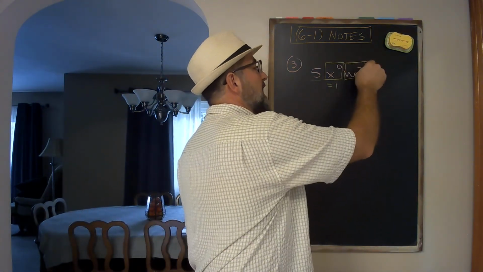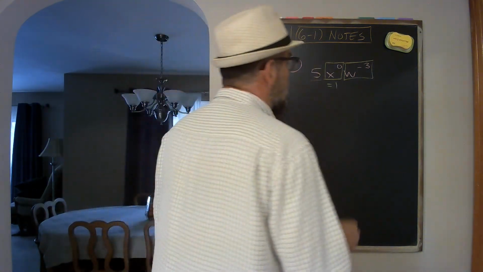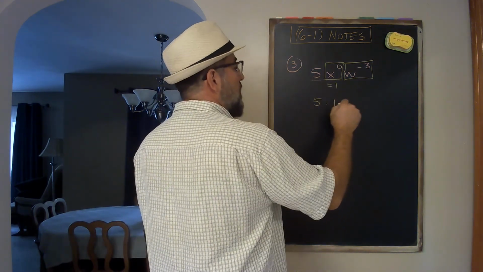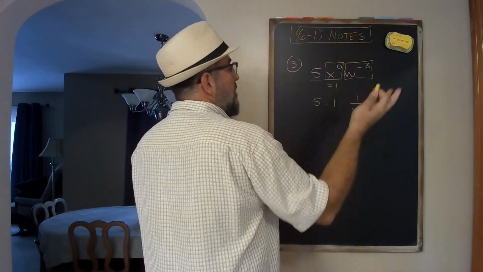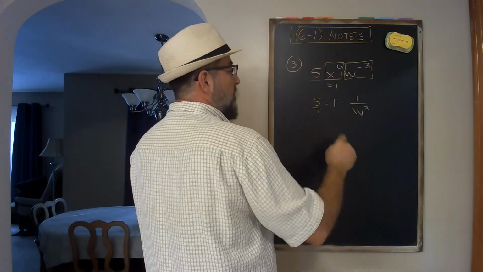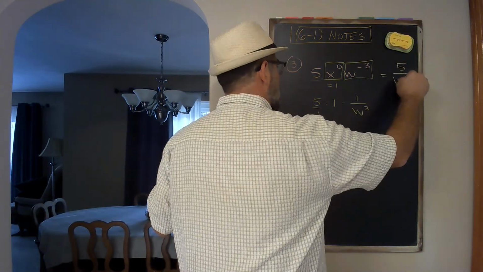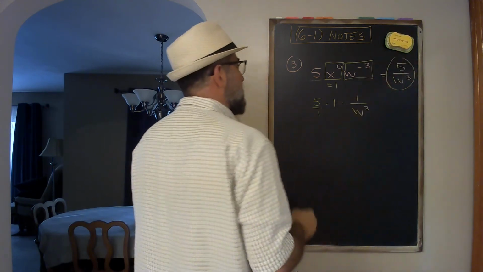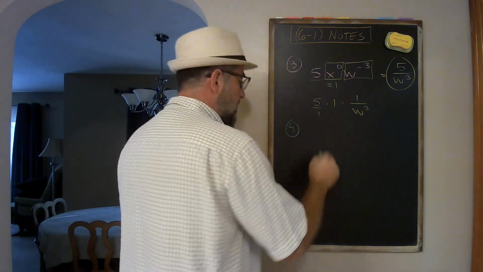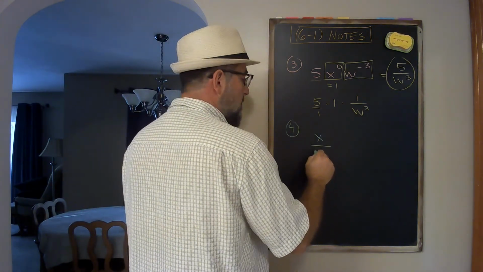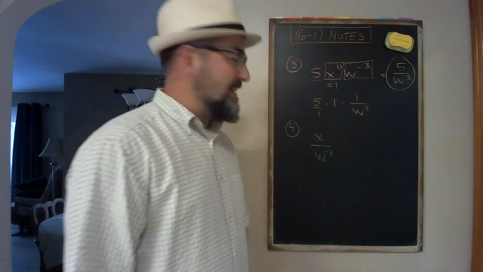This w has a negative exponent, so that's going to go down in the denominator with a positive exponent. So this is going to be 5 times 1 times 1 over w cubed. And multiplying by 1 just keeps everything the same. If I put the 5 over 1, I think you can see that this can be written as 5 over w cubed. And that's what our answer is. So let's take a look at number 4. Number 4 says x over w to the negative 3rd. Ooh, that's kind of nasty looking.